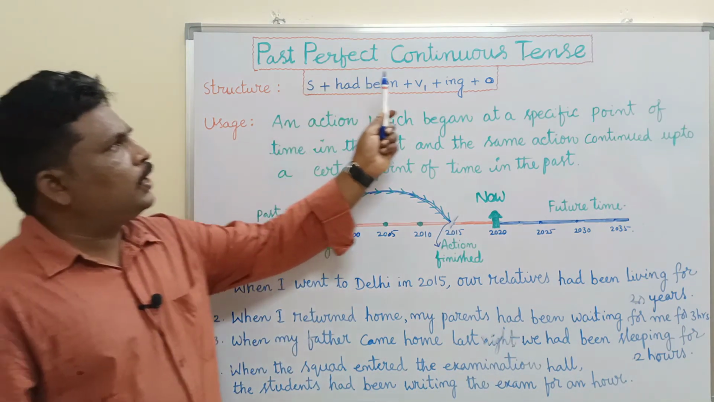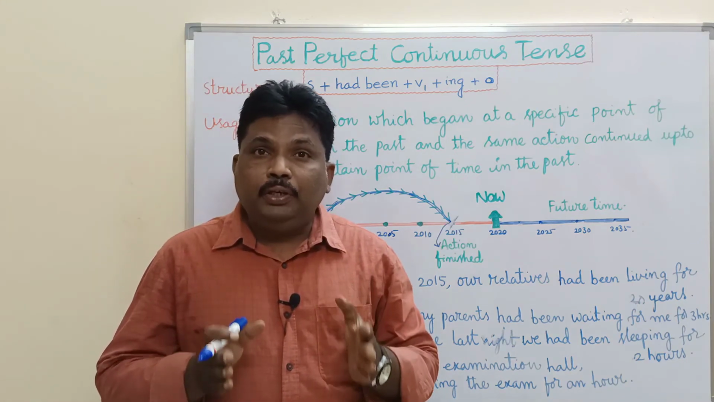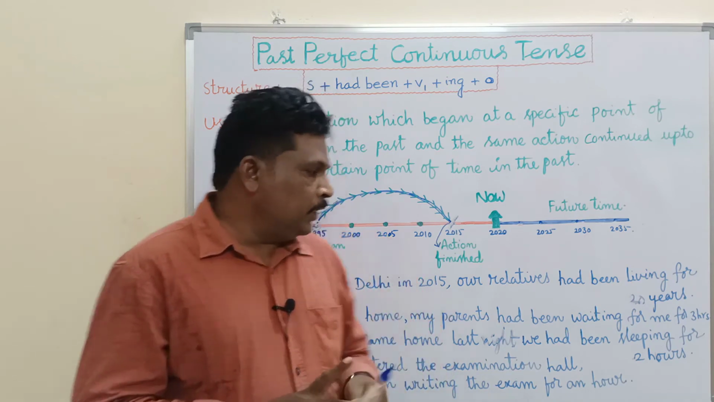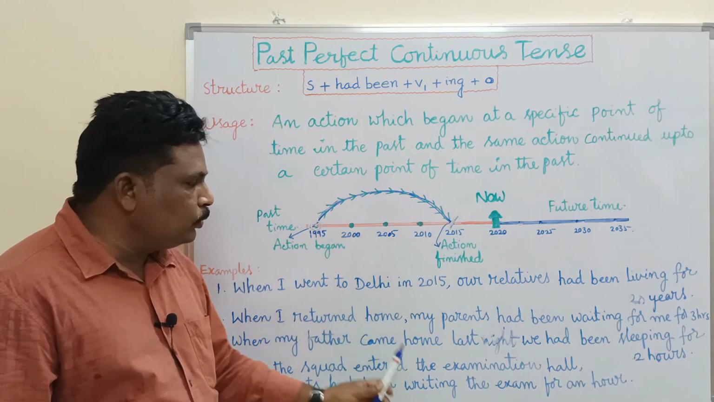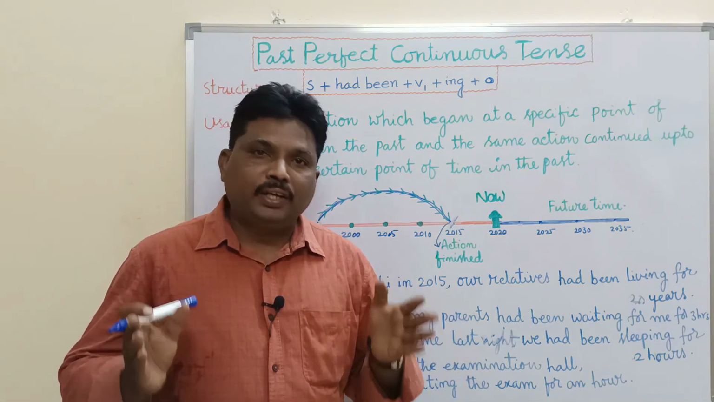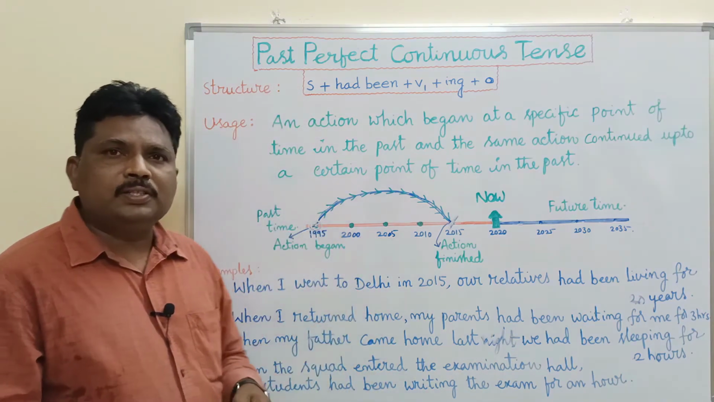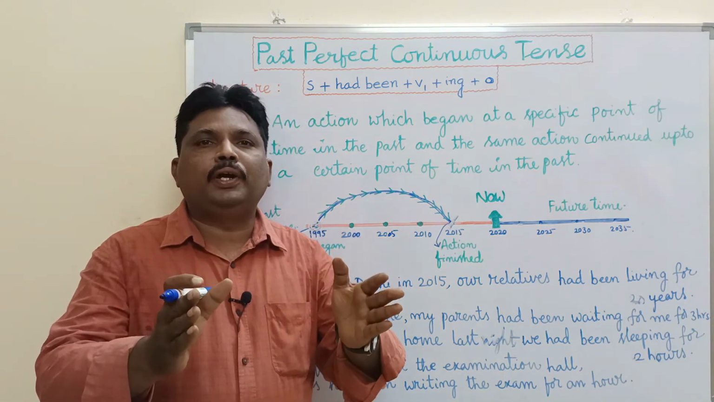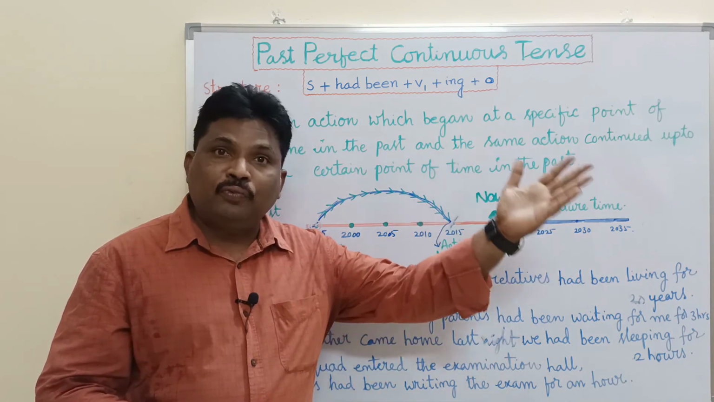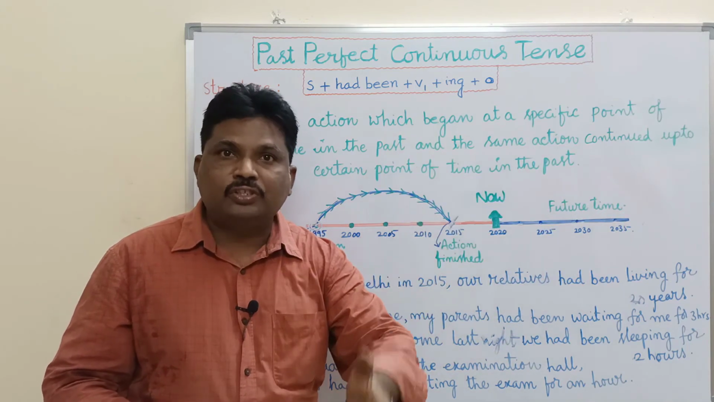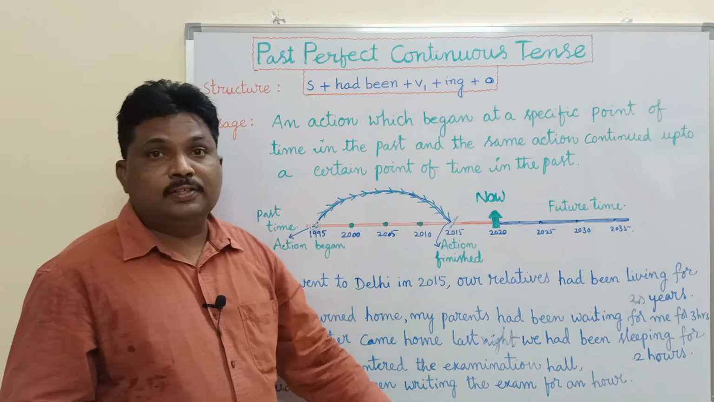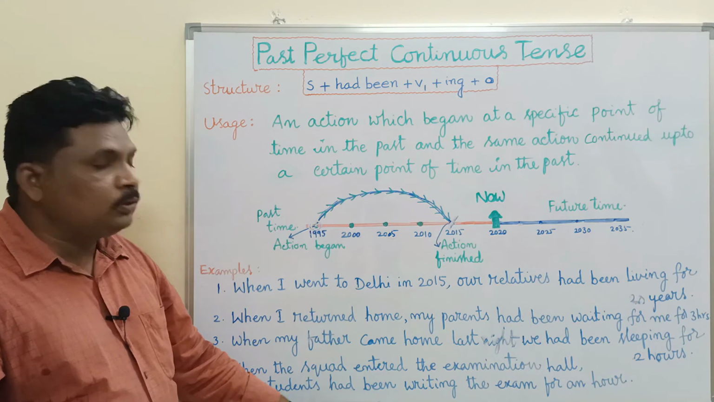See, to understand past perfect continuous tense, it should be used along with the simple past tense. Then only it is understood. Observe in these 4 examples, we have used simple past. One action is in simple past, another action is in past perfect continuous tense. Why do we use simple past tense? To refer to a specific point of time in the past. By that point, the earlier action, the past perfect continuous tense action, finished or came to an end. That is why it is used with simple past tense. Then only the students will be able to understand.